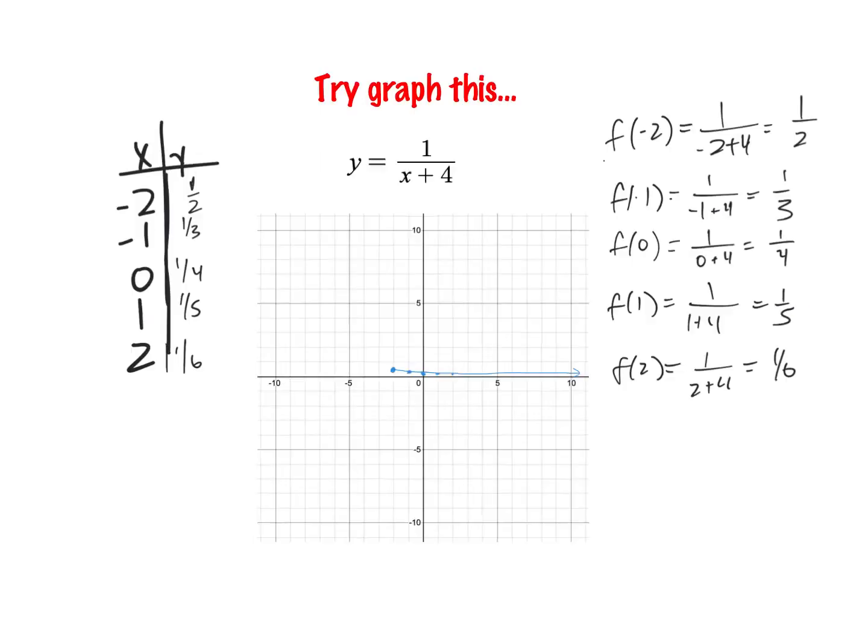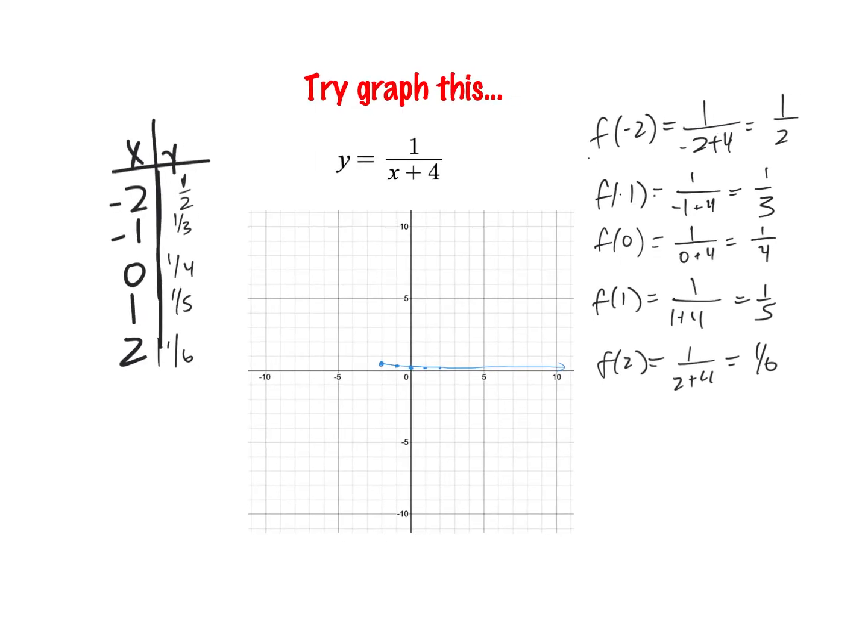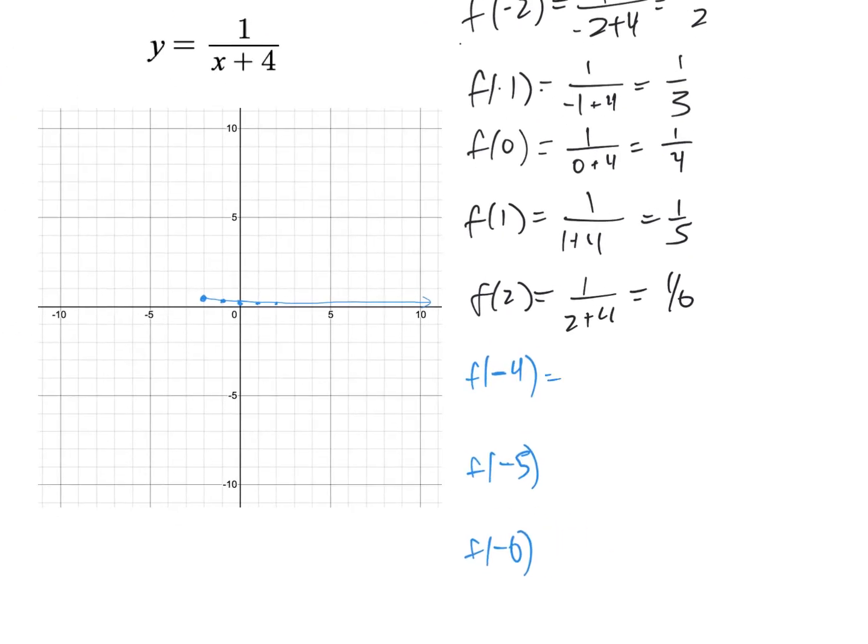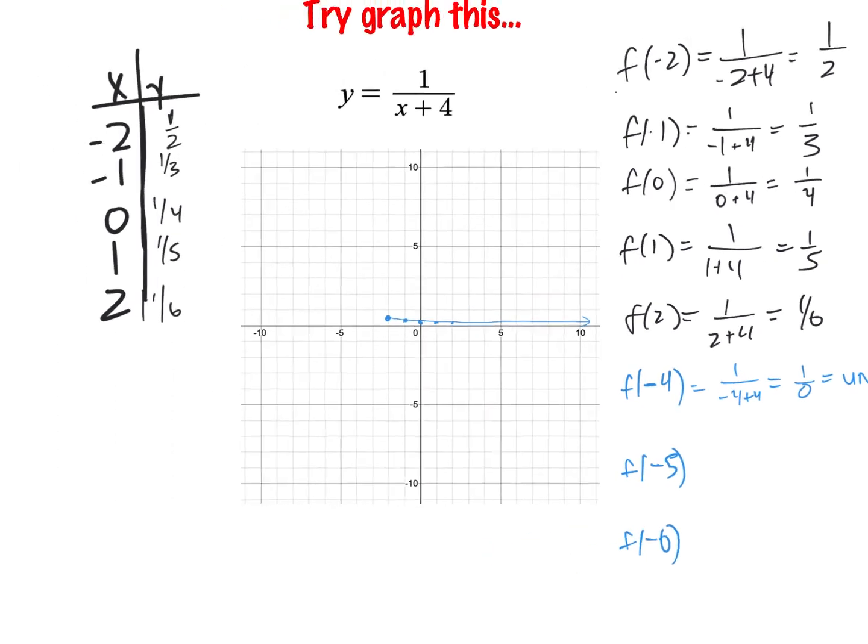So I'm going to evaluate at a couple different points. I'm going to evaluate f of -4, f of -5, and f of -6. And hopefully this gives me enough information to graph the rest of this. So f of -4 is equal to 1 over -4 plus 4, which is 1 over 0, which is undefined. Okay, so I found my asymptote. It's at -4.